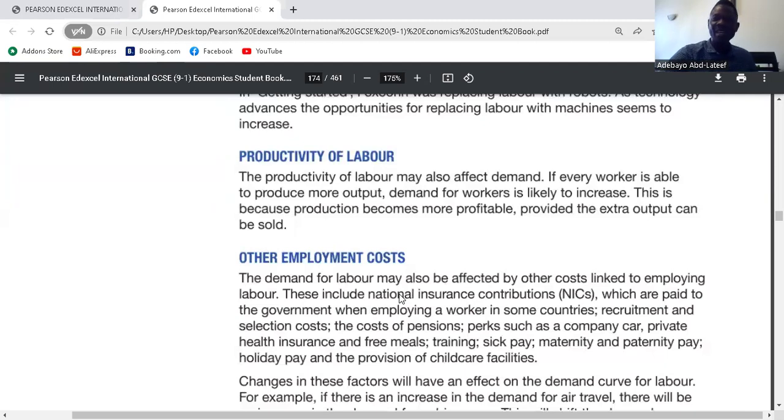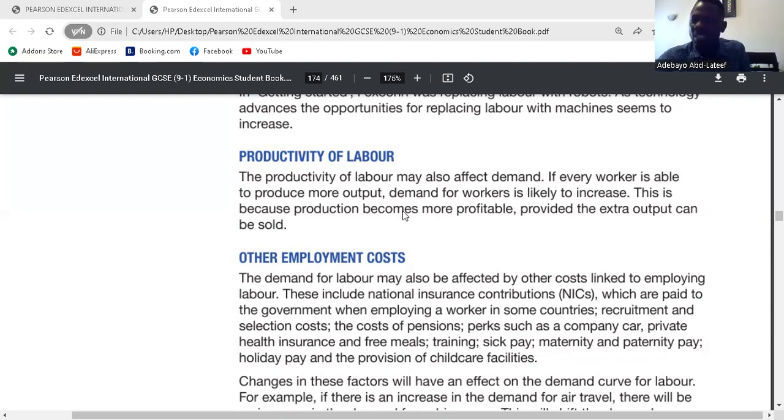it will have meant that, when you look at productivity of labor, if productivity of labor is increasing, why do we have to employ more workers? That's what you would think. Well, they said productivity of labor is a factor that determines if workers should be employed more or not.